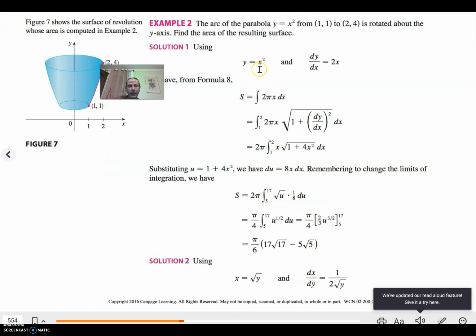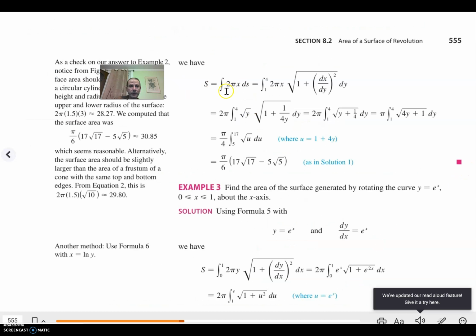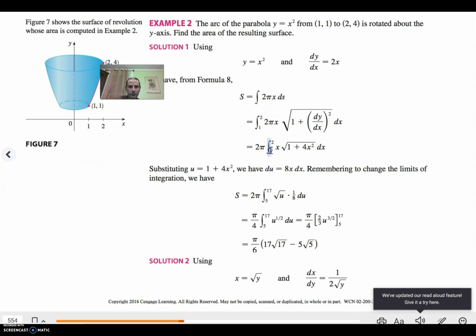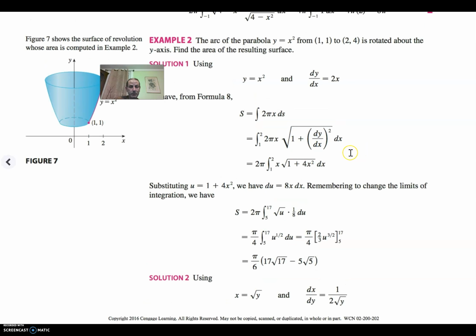On the other hand, you can actually solve y equals x squared for x, and you get x equals the square root of y, and dx dy is now 1 over 2 times the square root of y. And now the integral of 2 pi x ds becomes 2 pi times the integral of the square root of y times the square root of 1 plus 1 over 4y. And again, you're integrating with respect to y, it's a dy, but it's a completely different integral. The techniques you're going to use to solve this integral are completely different, and they both represent the exact same surface area.